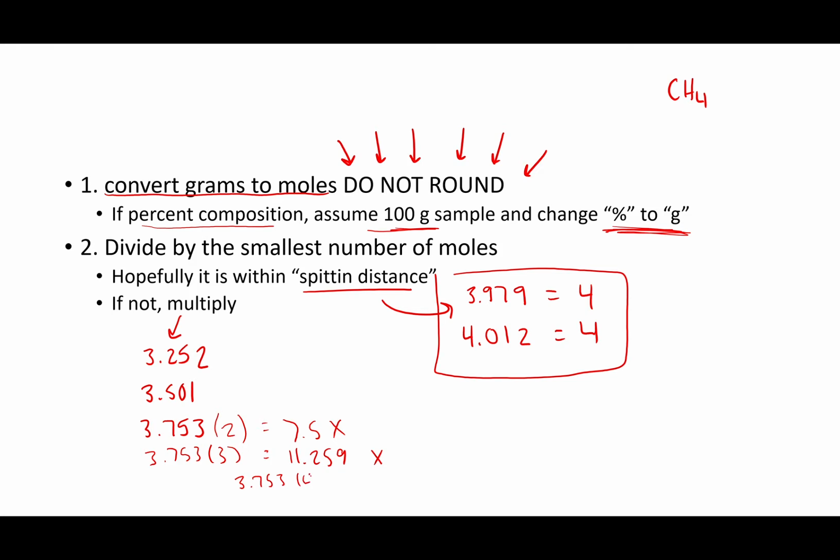3.753 times 4 gives me 15.012. This right here is close enough to a whole number. Because I multiplied this by the number 4, every other digit in our problem would have to be multiplied by 4 again. I'll do an example of that as we move on through our examples. No big deal. But these are the steps that I'm following every single time.